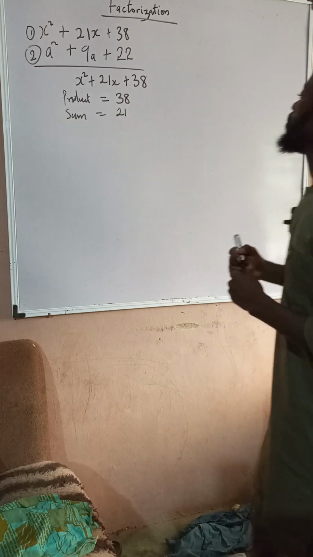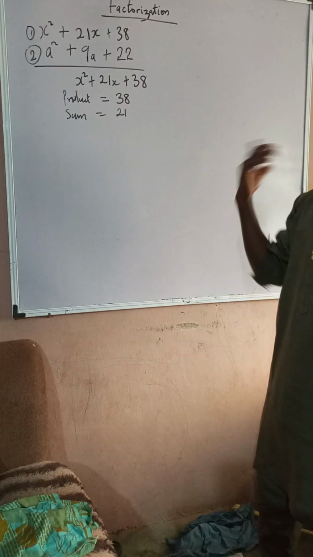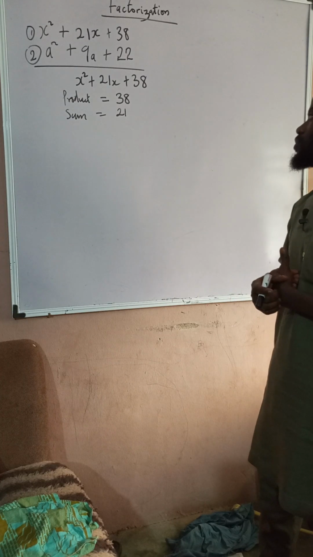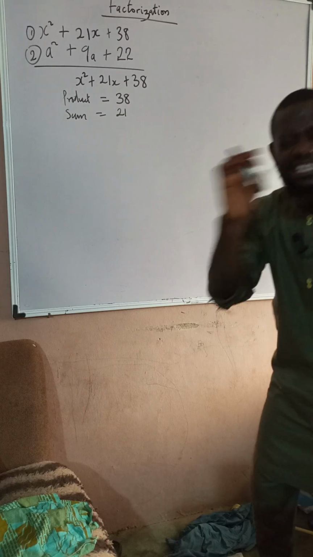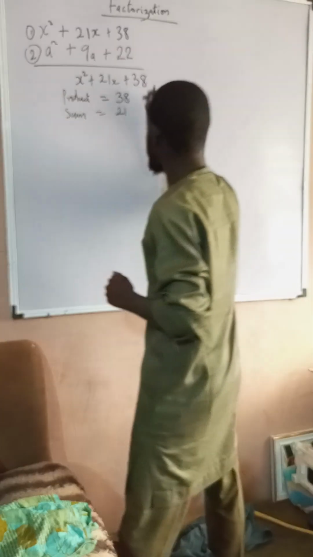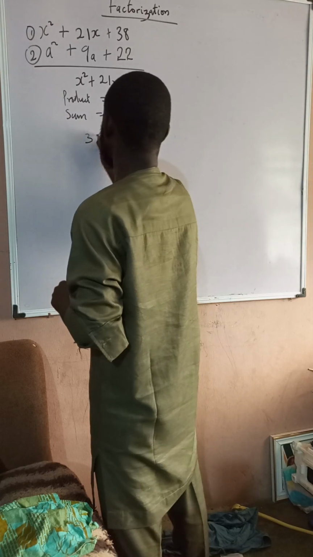Now, how do you know what these two numbers are? If it is a simple thing that you can easily guess, you can guess the numbers. But at times, most students do have issues. They don't know how to do this thing. Now, I'm bringing this easy peasy method to get it. This is what you do. You look at this 38 itself, the product. You say this is 38, right?